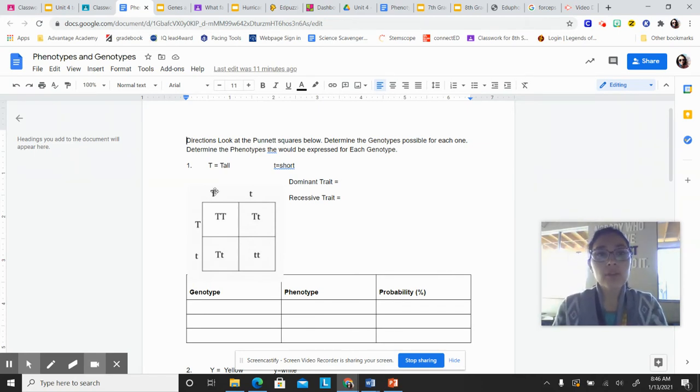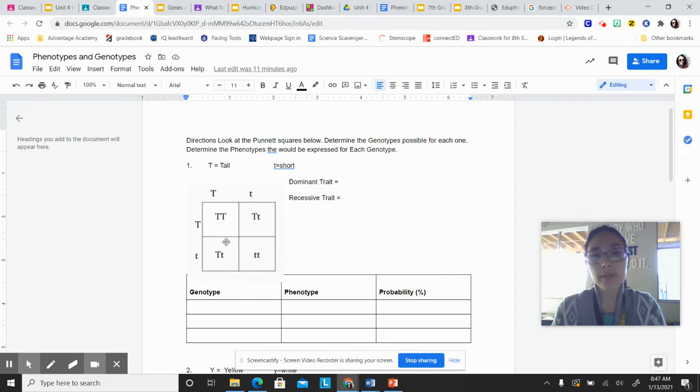Okay, so these are what are called Punnett squares, and these Punnett squares are used to see what the possible genes are that you can get from mating or from two parents. So this would be one parent's genes, a capital T, lowercase t, and this is going to be the other parent's genes, which is capital T, lowercase t.